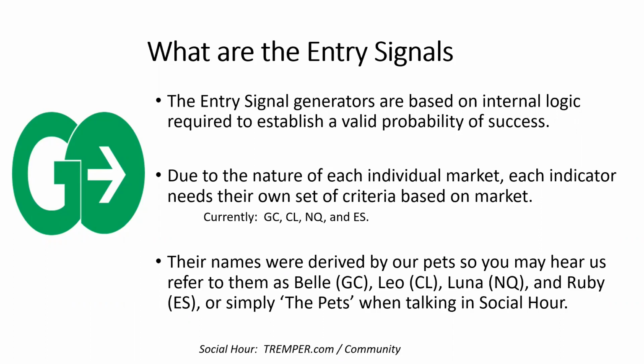And what we did is we just named them. Their names are derived from actually our pets. So you might hear me mention the pets, or in social hours sometimes we'll talk about the pets, or one specifically, we call him Leo. It's like anything, it's like a name. So NASDAQ, Luna, or Ruby. So that's kind of where that came from. It makes it a little easier to talk to.